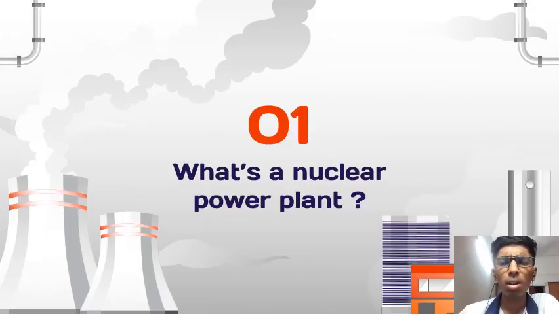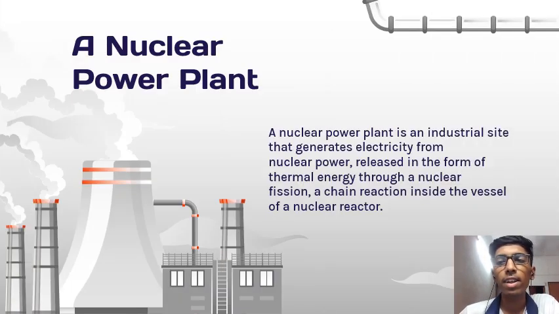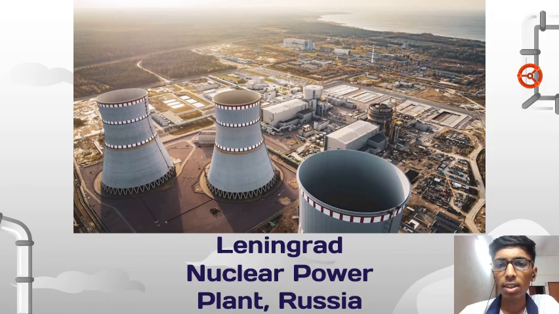Let's look at what is a nuclear power plant. A nuclear power plant is an industrial site that generates electricity from nuclear power, released in the form of thermal energy through a nuclear fission, a chain reaction inside the vessel of a nuclear reactor. This is an example of a nuclear power plant. This is a Leningrad nuclear power plant in Russia.